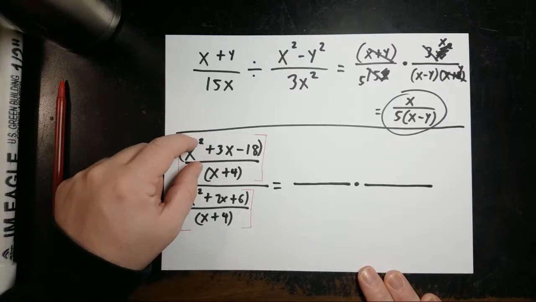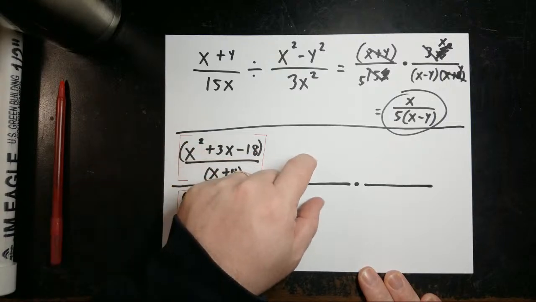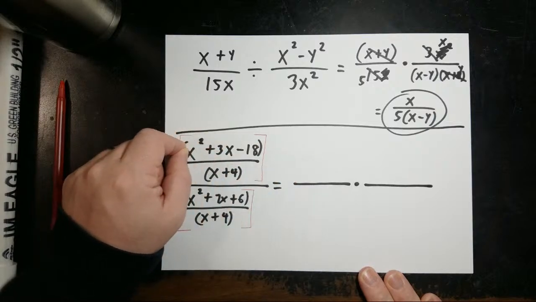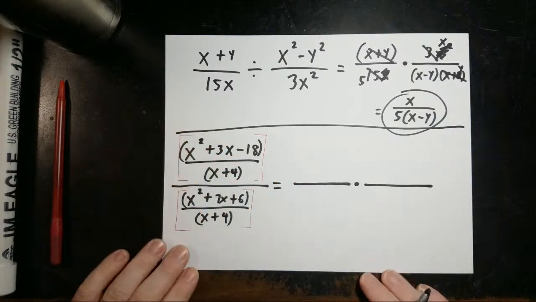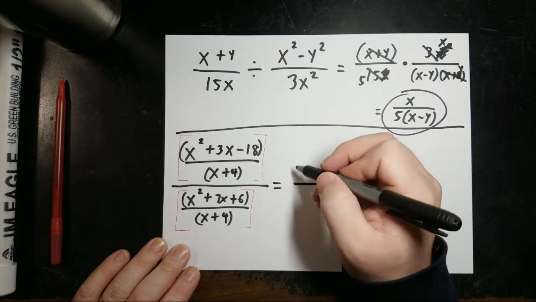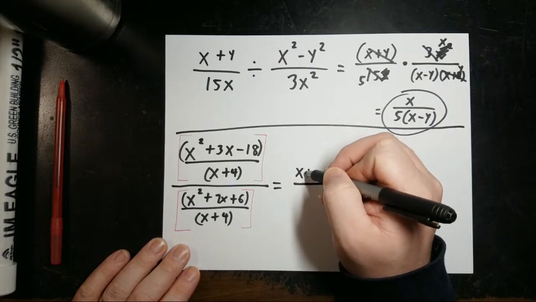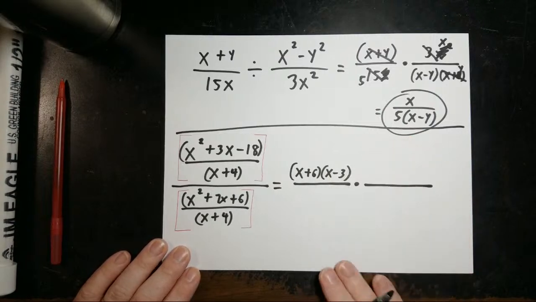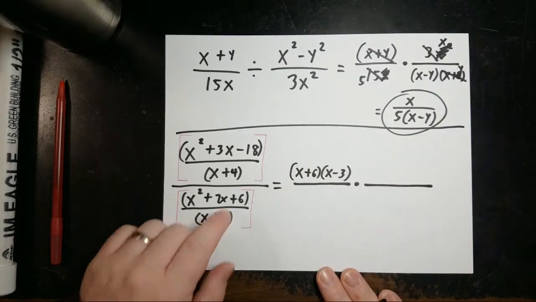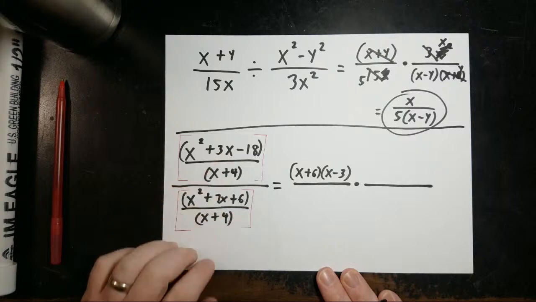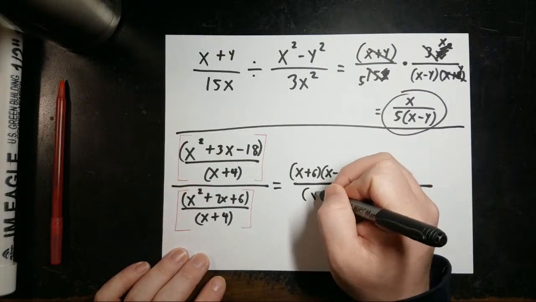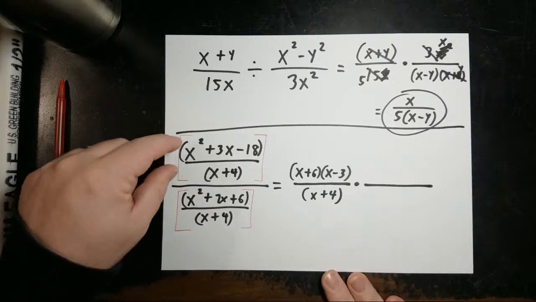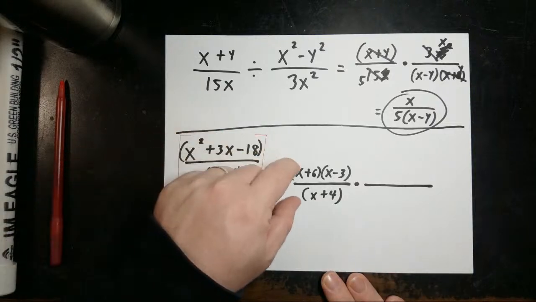This first fraction is still going to remain in the same order here, except I do have to factor the top of that fraction. When I factor the top of that fraction, it should become x plus 6, x minus 3. Two numbers that multiply to negative 18 add up to positive 3. And the bottom stays x plus 4. This top fraction is what this fraction becomes.